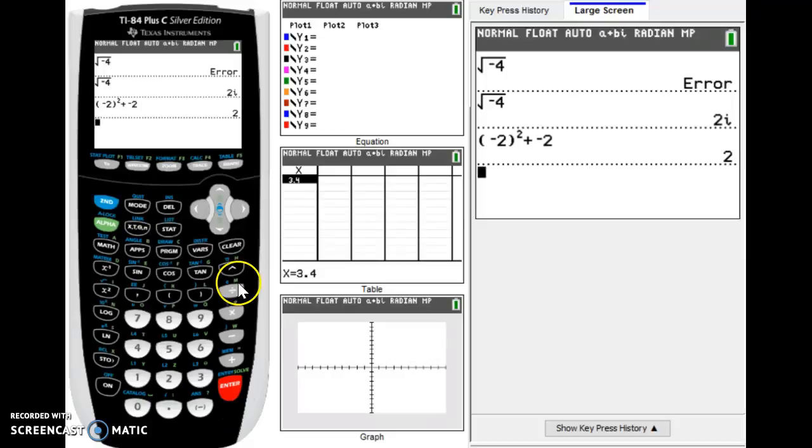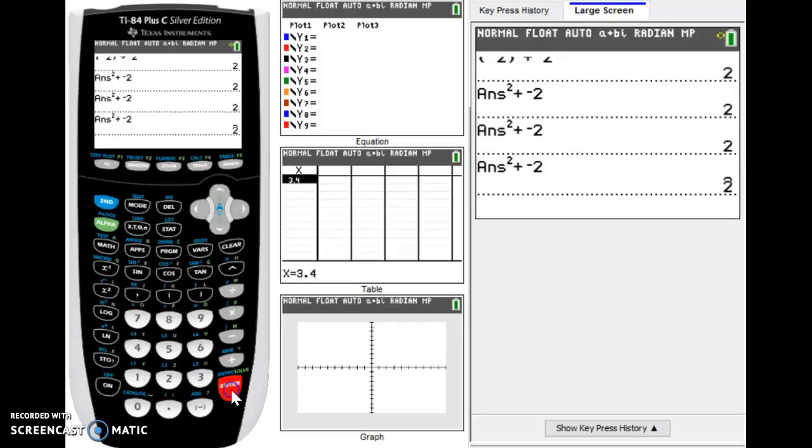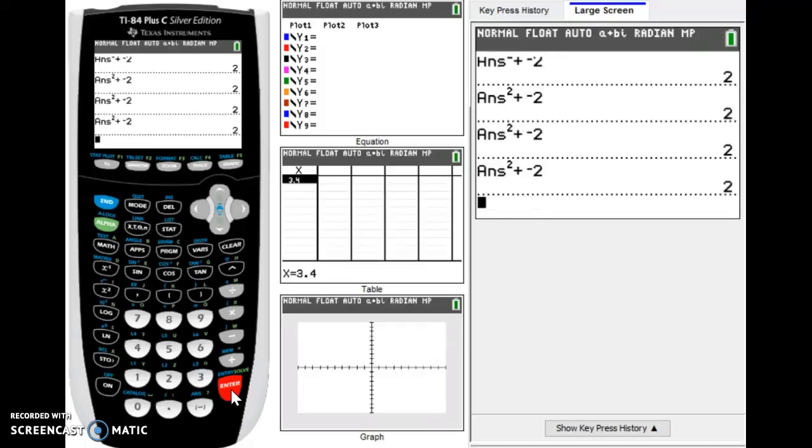And then I take that result and I square it, and then I add back in my seed value. And then I press enter to keep taking the previous answer and adding back in the same seed value. And you see that this value converges to 2. So this value is inside the Mandelbrot set.